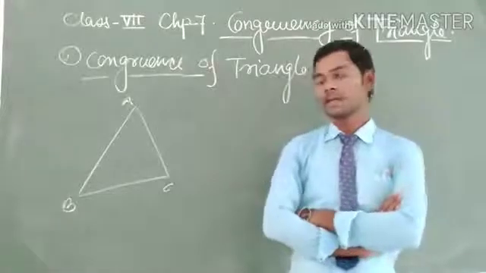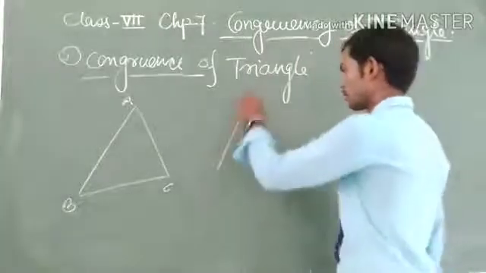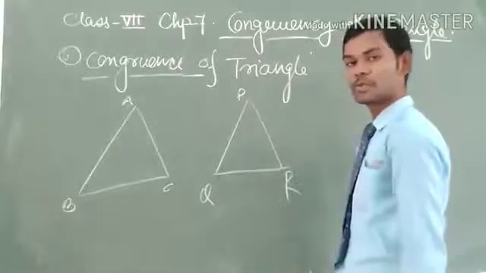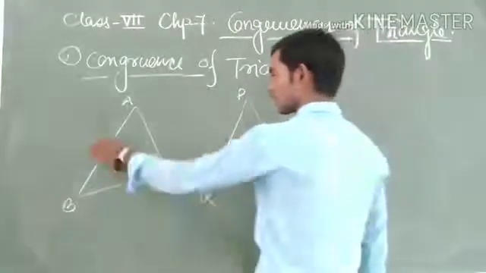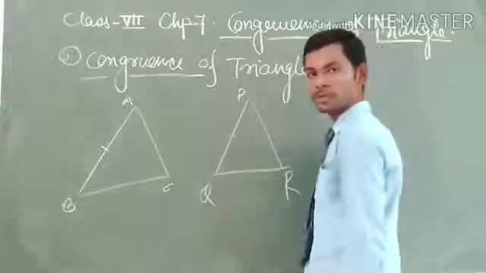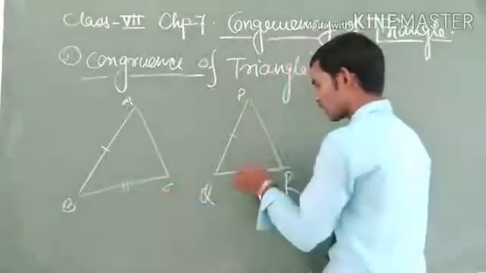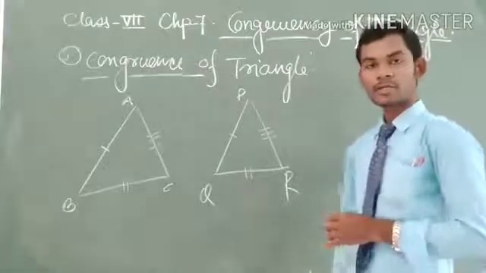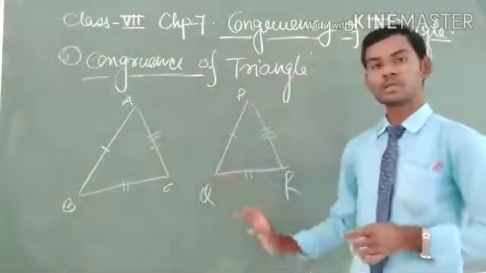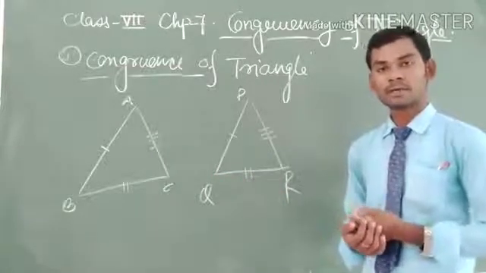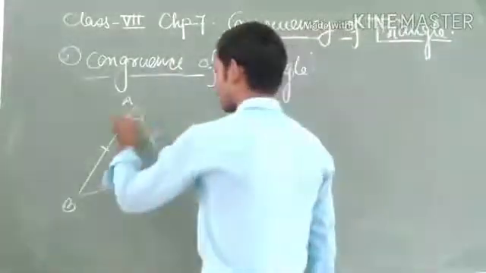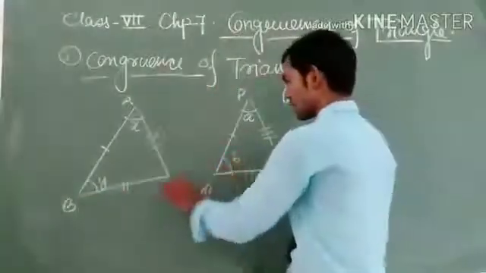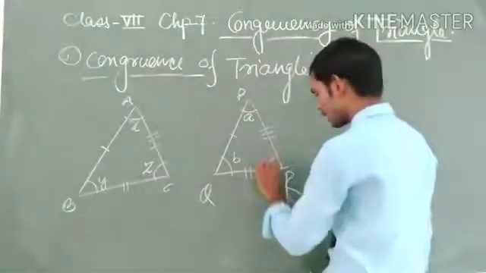So here we have two triangles, ABC and PQR. In the triangles you can see that the line segment AB is equal to line segment PQ, the line segment BC is equal to line segment QR, and the line segment AC is equal to line segment PR. So here we have seen that the sides of both triangles are the same. Now let us see about the angles. Here angle X is equal to angle A, angle Y is equal to angle B, and angle Z is equal to angle C.